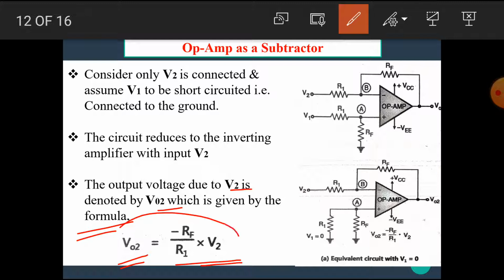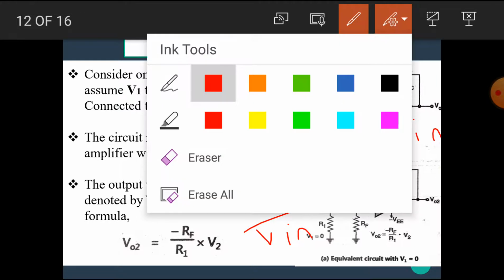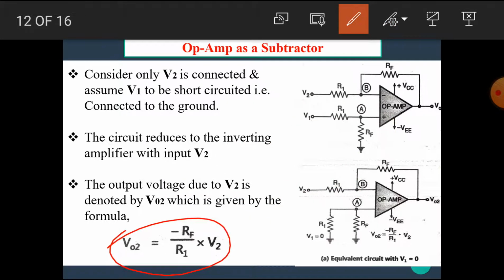This is the equation of the output voltage, because we know that the gain of the inverting amplifier AV is equal to minus RF upon R1. Here AV means V0 upon V in. Hence we get the equation V0 equal to minus RF upon R1 into V in. Therefore we get the equation here V02 equal to minus RF upon R1 into V2.